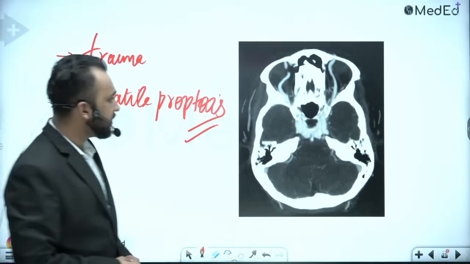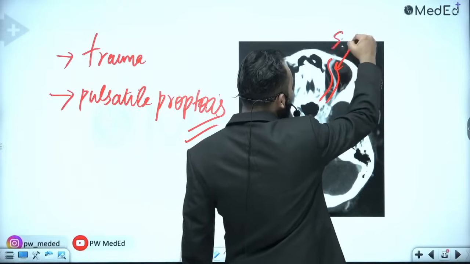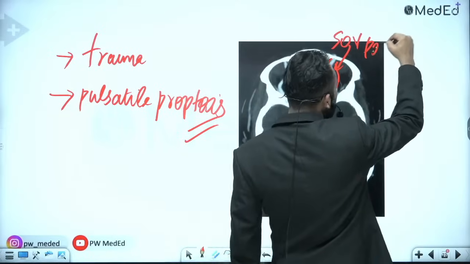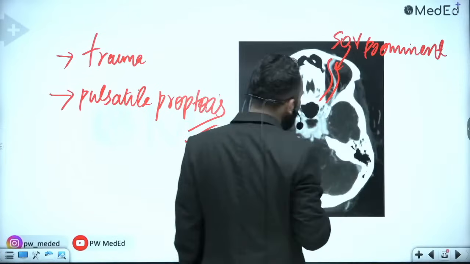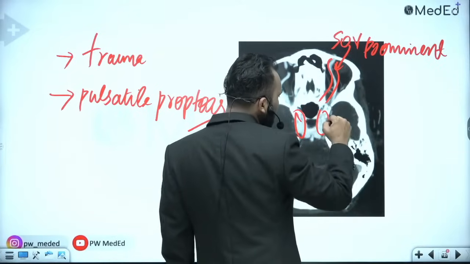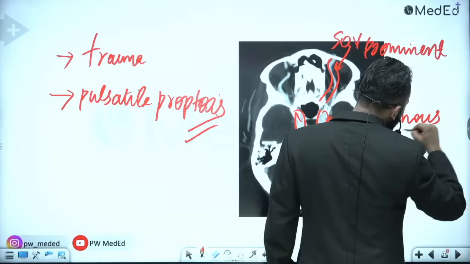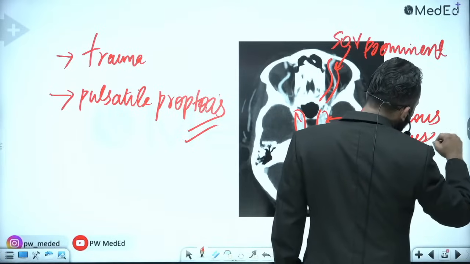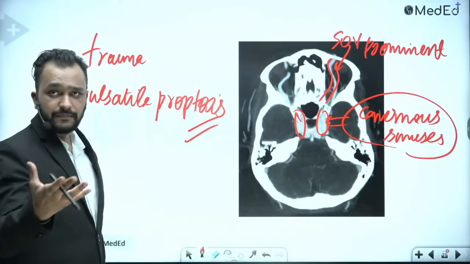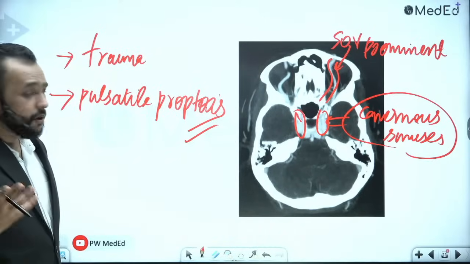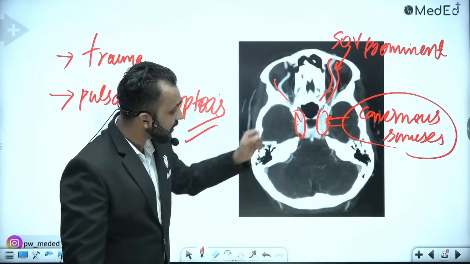In this image we can see that your superior ophthalmic vein is prominent. And we can see that the cavernous sinuses are also prominent. And why are they getting prominent? Because, no, this is not compression of the optic nerve. So this is your superior ophthalmic vein, this is your cavernous sinus.